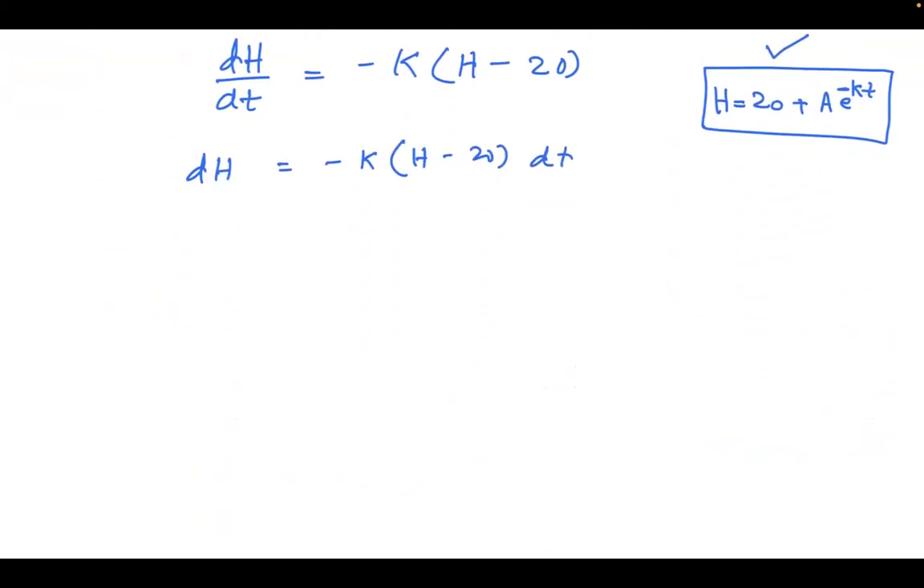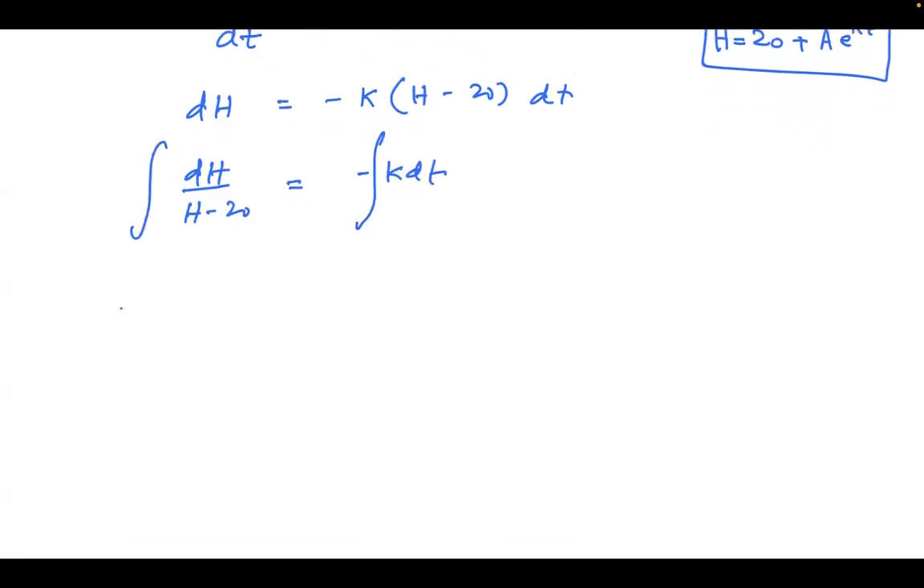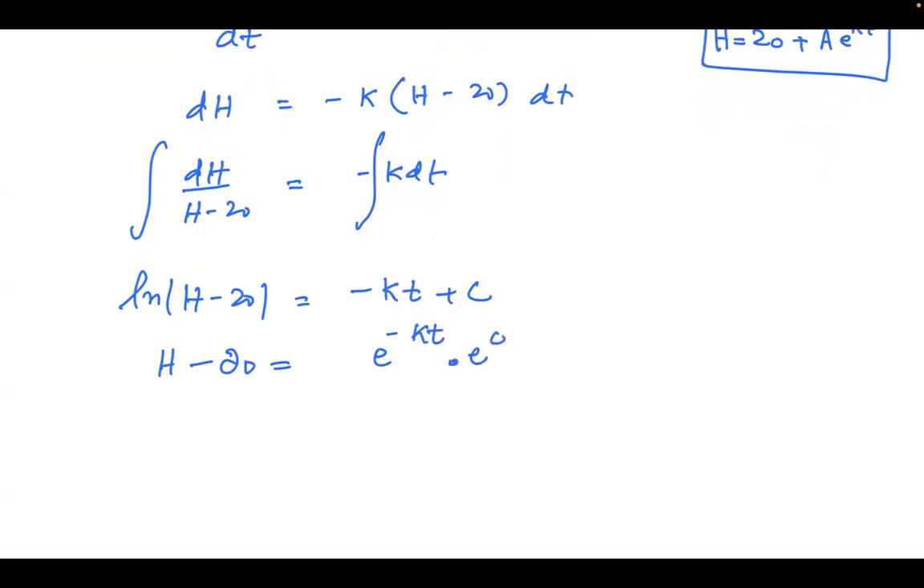Then I'm dividing by h minus 20 on both sides. This is now this quantity, negative k dt. And now I can integrate. The integral of left is natural log of h minus 20. The integral of right is negative kt plus c. Now if you apply exponential on both sides, exponential kills the logarithmic term. You have h minus 20 is equal to e to the negative kt plus c, that you can write in this way, times e to the c.